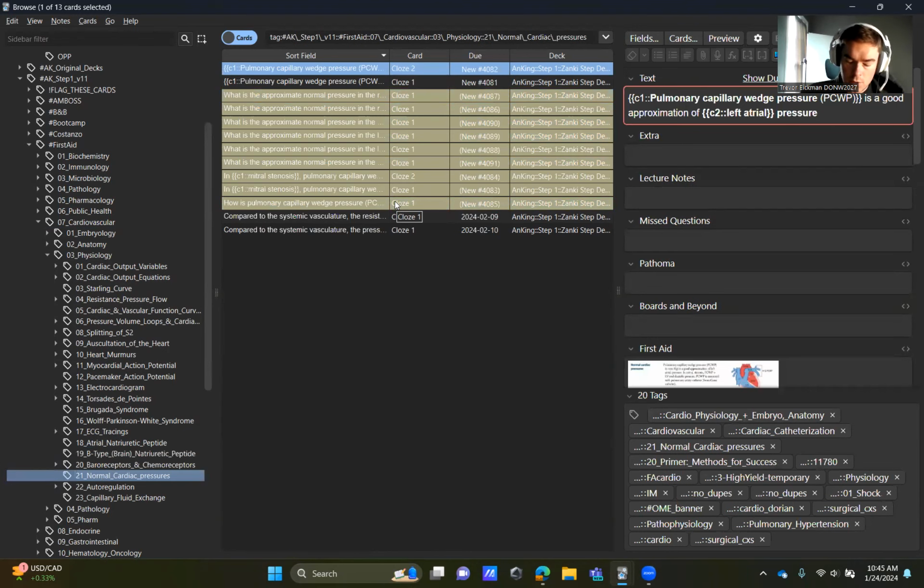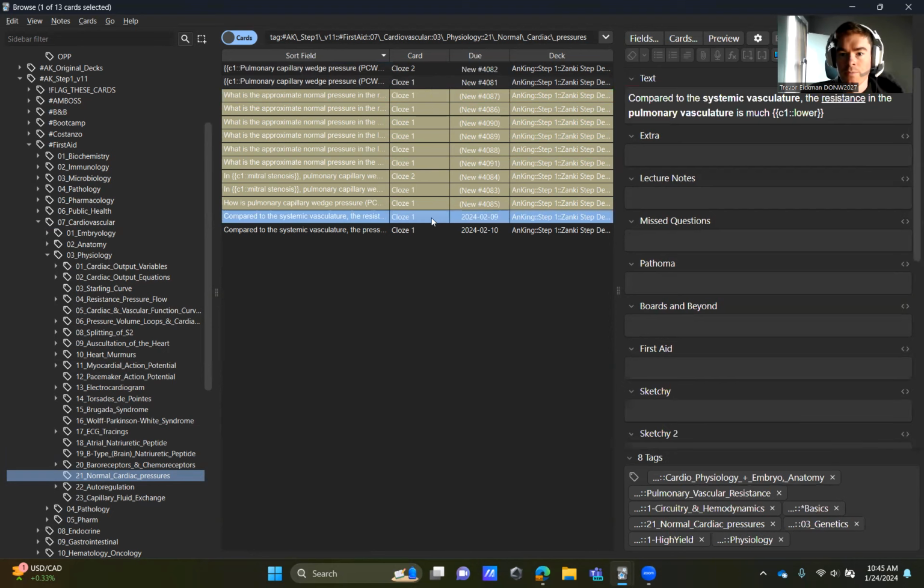And then down to 21, the normal cardiac pressures. I activated these first two. This is going back to a lecture last week with the wedge pressure measuring the left atrial pressure. And then these two down here.